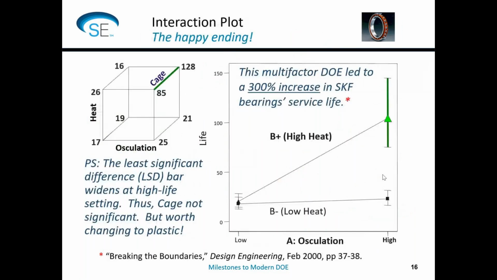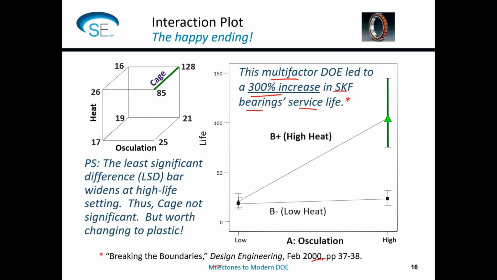Now there's a happy ending to this whole thing, and here's the design engineering presentation on what happened in February of 2000, back in the late 80s, that they accomplished this. But through this multi-factor DOE that George Box helped Christopher Hellstrand set up, they were able to get a 300% increase in these SKF bearings' service life.